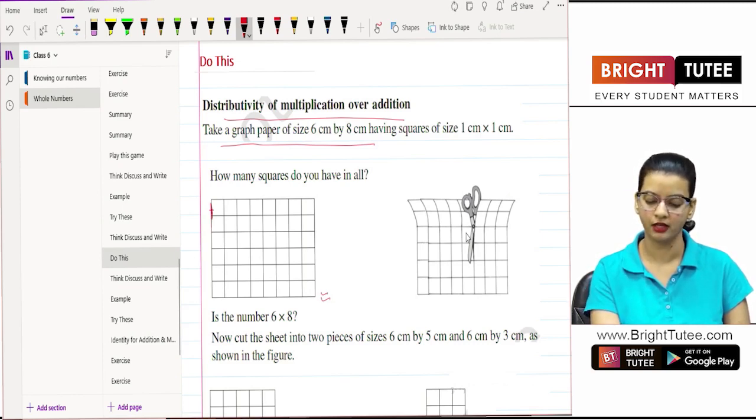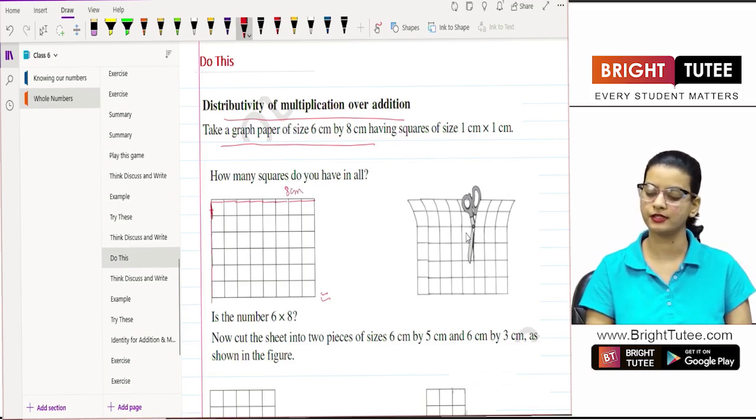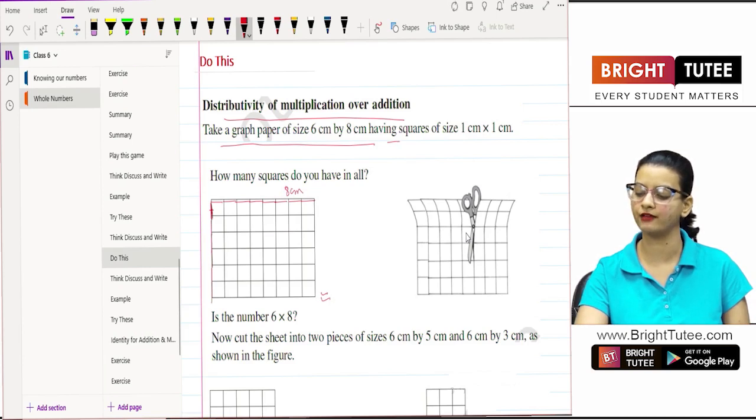So we have 1, 2, 3, 4, 5 and 6 centimeter in width, and we have got 1, 2, 3, 4, 5, 6, 7 and 8 centimeter in length. So we have got 6 centimeter by 8 centimeter having squares of size 1 centimeter into 1 centimeter. Now how many squares do you have in all?